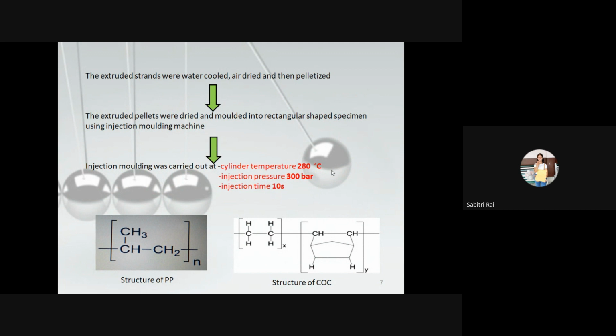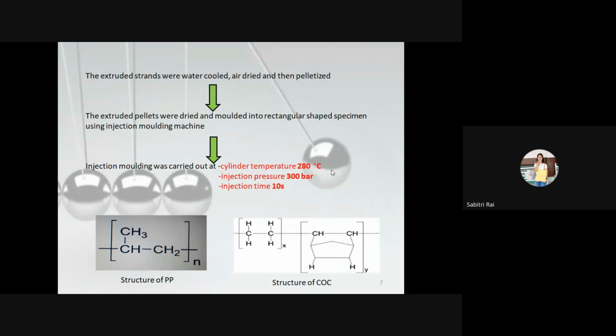Then the extruded strands were... the screw speed will be maintained at 200 RPM, and the temperature of the barrel inside the feed zone will be maintained at 180 degrees Celsius, and at the metering and die zone, it will be maintained at 270 degrees Celsius. The extruded strands which come out of the die zone will be water cooled, air dried, and then pelletized.